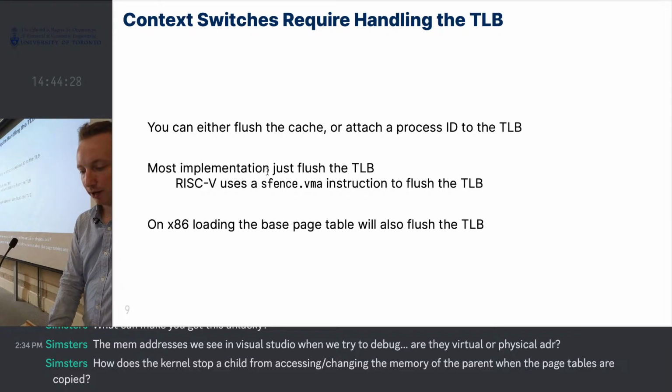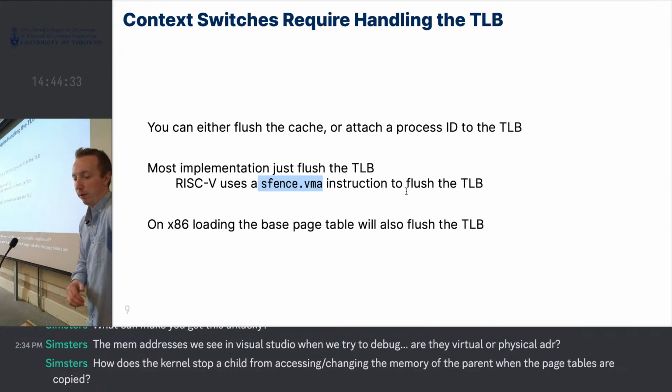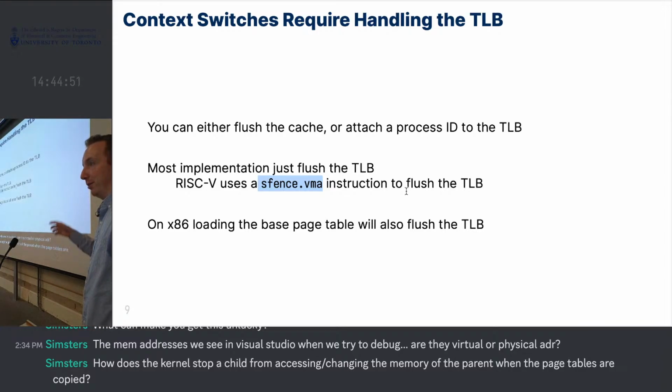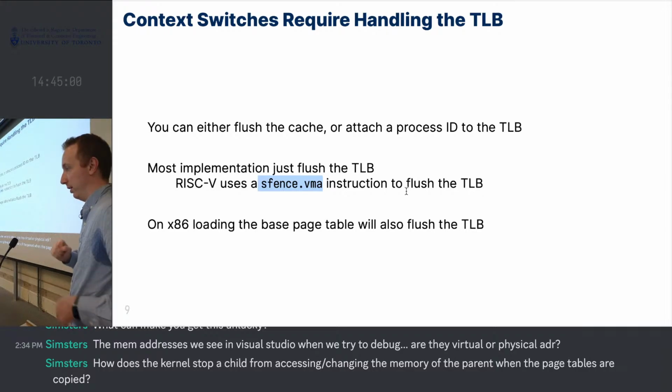On RISC-V, there's an instruction called sfence.vma, and that instruction will flush the TLB. On x86, like Intel systems or AMD systems, whenever you switch that root page table base register, it will automatically flush the TLB for you. On some more exotic architectures, the TLB might also have a process ID, so it knows which translations are valid for which processes, and then it wouldn't have to flush the entire cache.